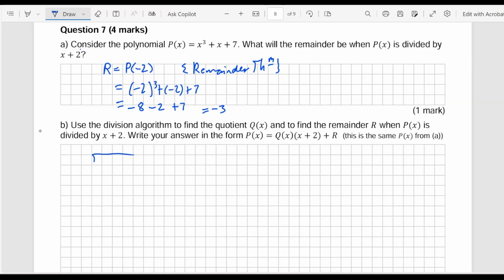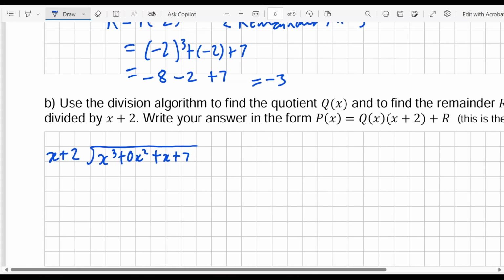Now we're going to actually just check that we were correct by using the division algorithm. Or I guess the remainder is a good way to check that we did the division correctly. x plus 2, this polynomial we're dividing by is x cubed plus 0x squared. So you've got to have that x squared term in there, plus x plus 7. If we divide by x plus 2, our first term is going to be x squared times both bits. You're going to get x cubed for the first term and 2x squared for the second term. Subtract those off from each other. You're going to get minus 2x squared there, plus x there.